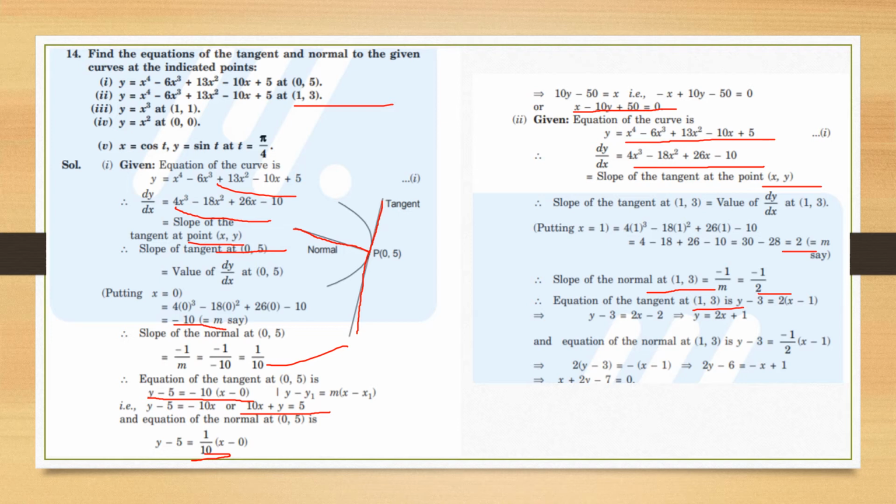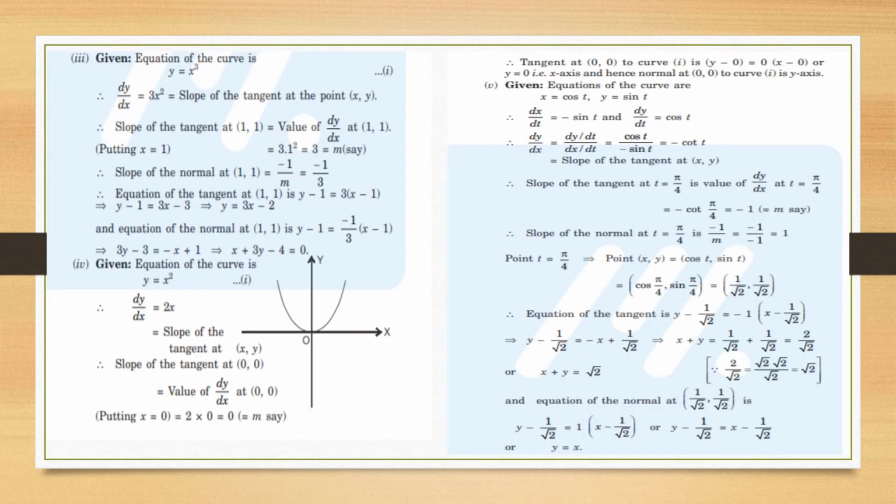Equation of tangent at 1, 3 is y minus y1 equal to 2 times x minus x1, that is y equal to 2x plus 1. And equation of normal at 1, 3 is y minus y1 equal to minus half times x minus x1, that is your x plus 2y minus 7 equal to 0.